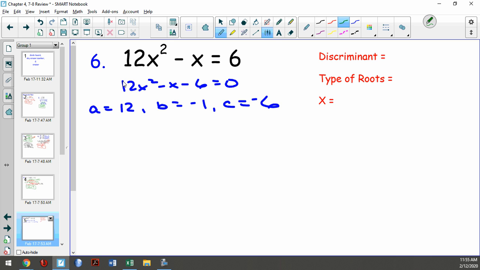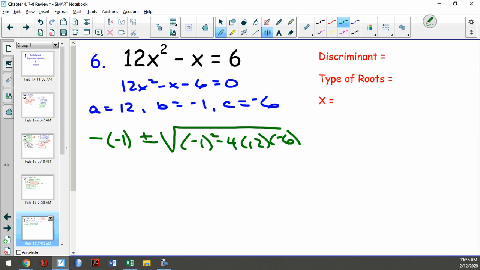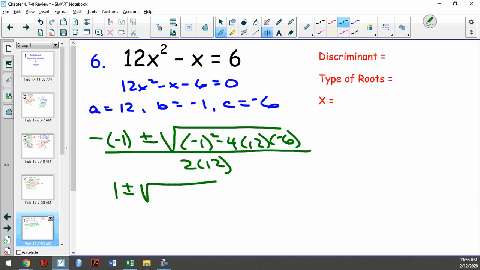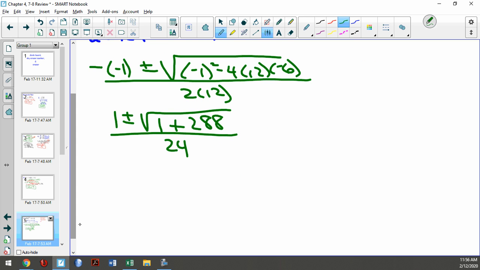Okay, so then we're going to plug it into the formula. Negative B, so that's a negative times a negative 1, plus or minus the square root of negative 1 squared minus 4 times 12 times negative 6, all over 2 times 12. Yes? Negative times a negative is a positive 1. Negative 1 squared is 1. A double negative is a positive. 4 times 12 times 6 is 288 over 24. To give you 1 plus or minus the square root of 289 over 24.